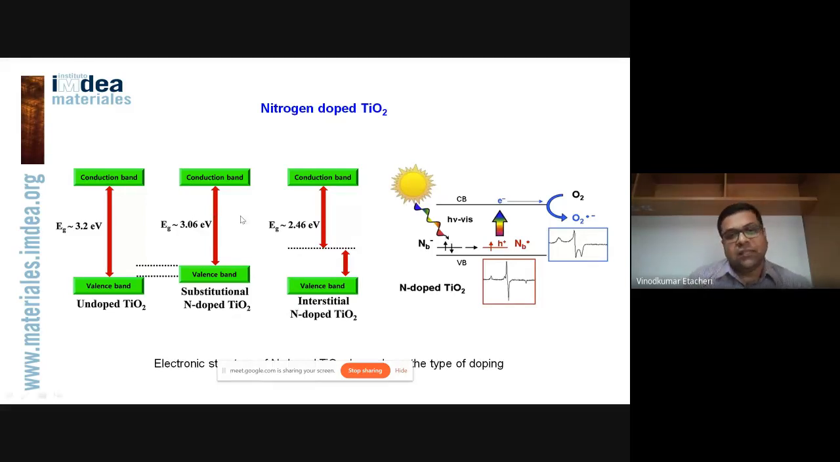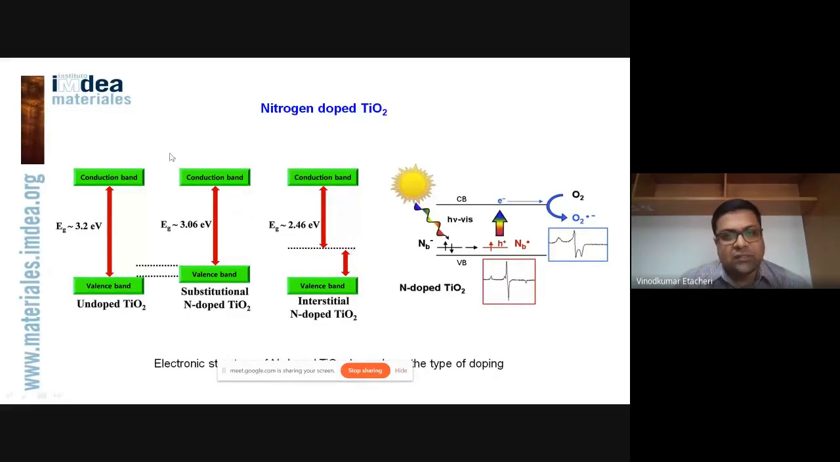So in this case, it is visible light active. But another method is interstitial doping. In that case, there is an energy level above the valence band. The valence band stays at the same level as undoped TiO2, but there is an additional level that is 2.46 volt below the conduction band. This can also create visible light absorption. It can also induce visible light absorption because of these additional energy levels.